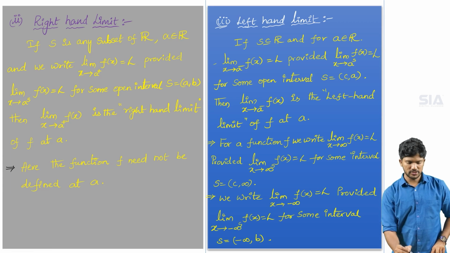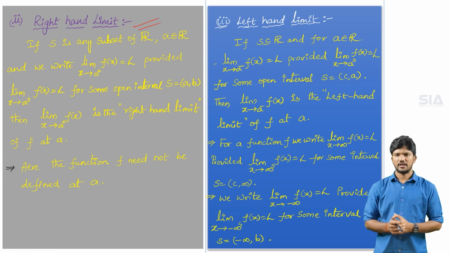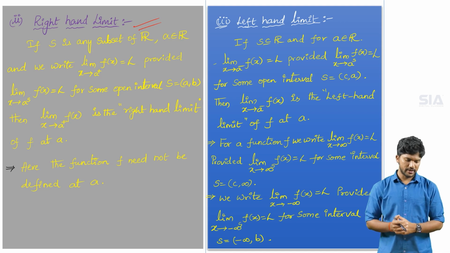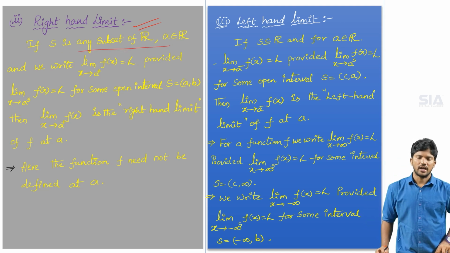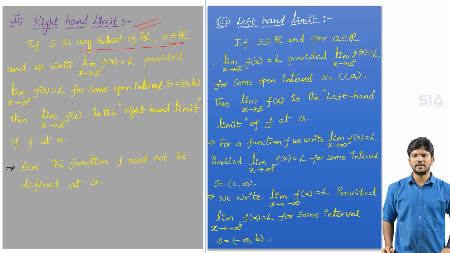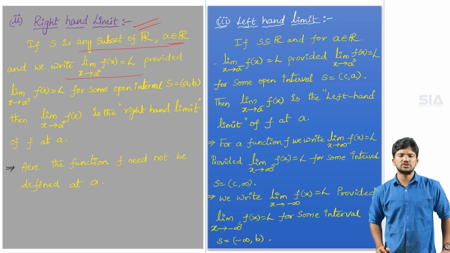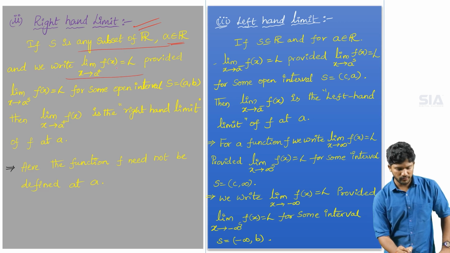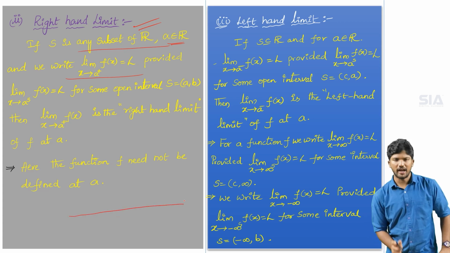Okay, next another definition, second definition is right hand side limit, RHS. Okay, right hand limit. If S is any subset of real numbers and small a belongs to real numbers, be fixed, and we write limit as x extends to a plus of f of x is equal to capital L. For example, I will explain on the real line.